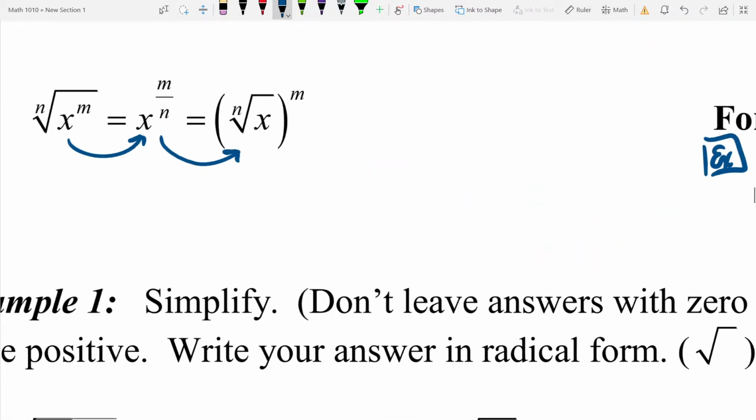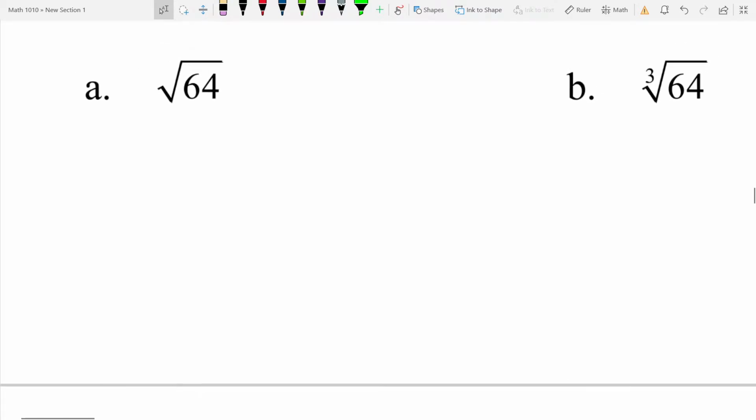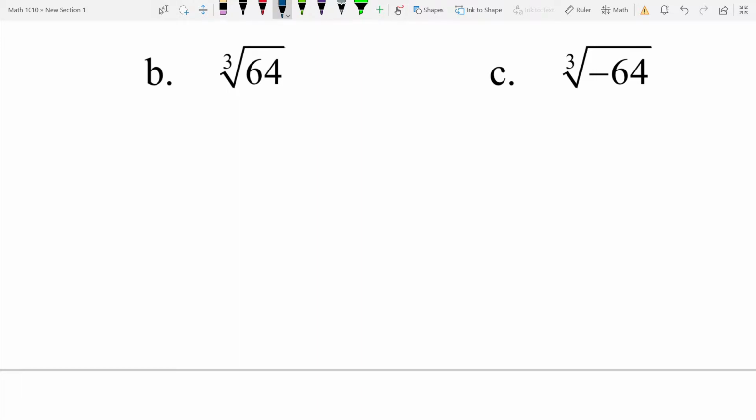Okay, let's go ahead and jump into this and do some examples. Everybody in the room, tell me what the square root of 64 is. It is an 8. 8 times 8 is 64. Write your answer down and you're done. How about the cube root of 64?